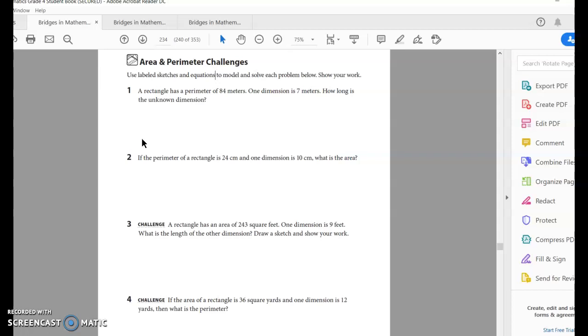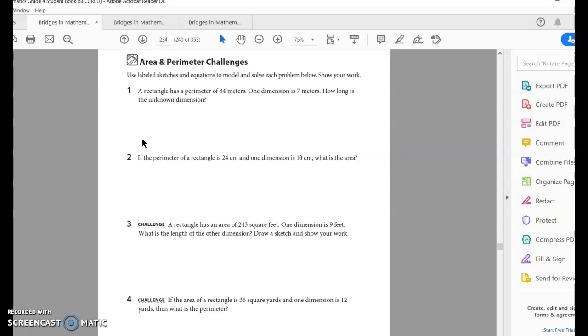Okay, so that one's a tricky one. You're given the entire perimeter plus one dimension. You have to find the area. Draw a rectangle.